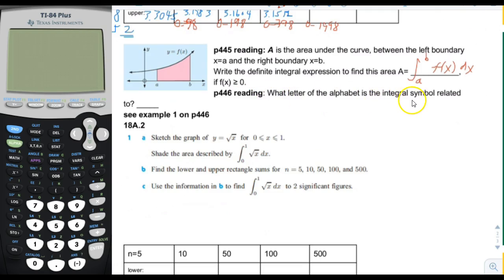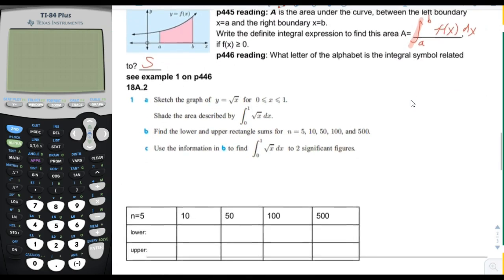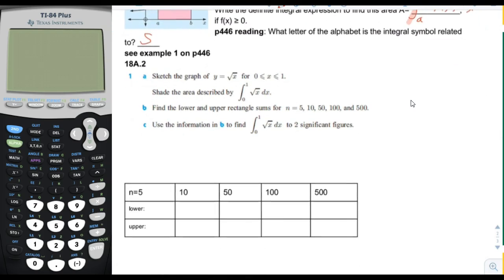What letter of the alphabet is the integral symbol related to? So the integral symbol is this one here. It is related to the S, of course, probably because of summation, sum. Okay. All right. Finally, moving on to the last one here.